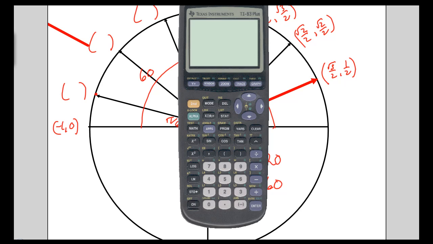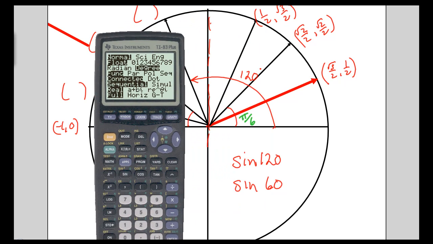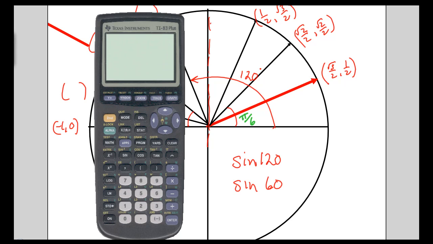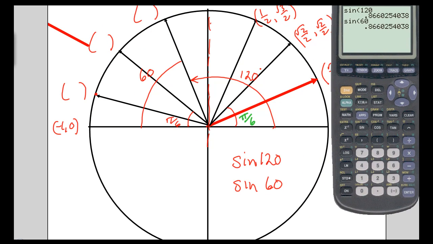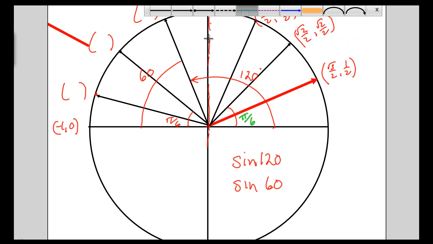So here we go. I'm going to change my mode back to degrees, and I'm going to do that calculation. So sine of 120 gives me decimal 0.8666, and the sine of 60 gives me exactly the same number. So these two are equivalent. And the reason I showed you that is because we're going to drop a line straight down from 60 degrees to form a right triangle. And that right triangle is going to allow us to solve for these coordinate points.